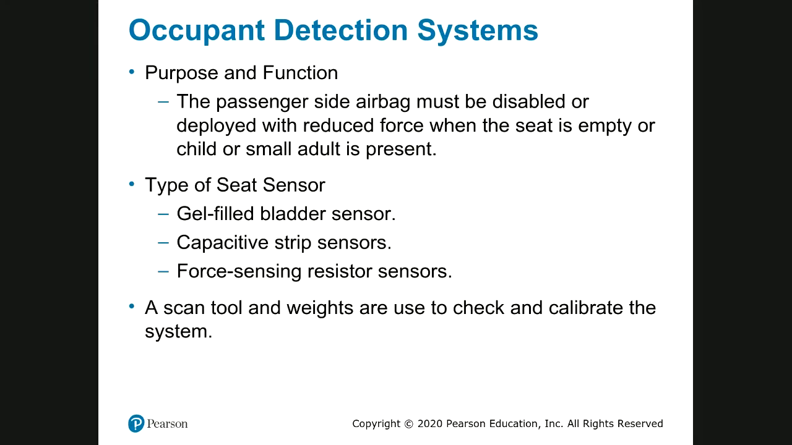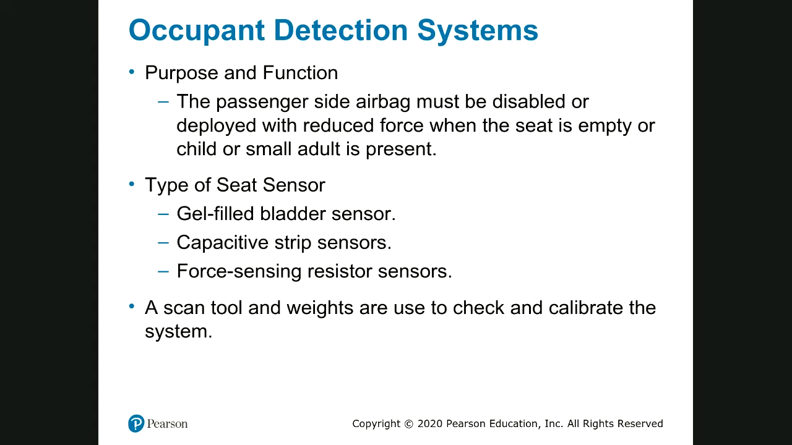Now we talk about occupant detection systems. Now we know that we have a driver's side airbag. We always have a driver in a vehicle, almost always. So the driver's side airbag will always deploy in a collision whenever it meets the standards, that is, it hits the safing sensor, the arming sensor and the discriminating sensor that gives it a thumbs up. So if you have a thumbs up from one sensor and not the other one, the airbag's not going to deploy. If both are good, the airbag is going to deploy. Think about it like that.